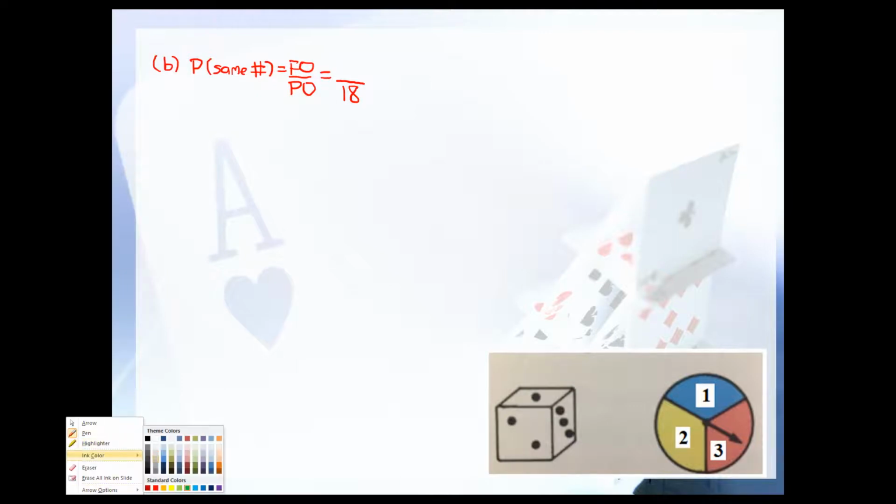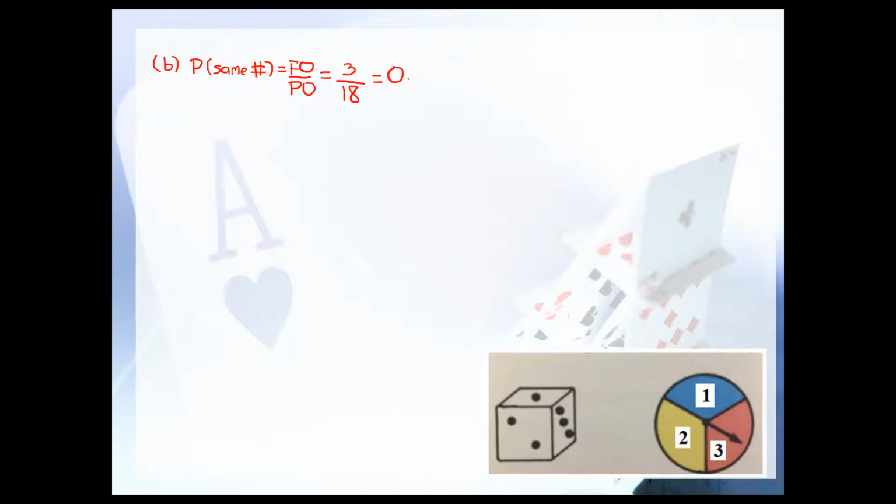Okay, so now we can perform this calculation because the number of favorable outcomes is going to be 3. 3 ways you can obtain this. Now, 3 divided by 18 is going to give you a repeating decimal number. So you're going to have 0 decimal 1, 6, and the 6's just keep repeating. 1, 6, 6, 6, 6, dot, dot, dot. Okay, so we're gonna have to round here.